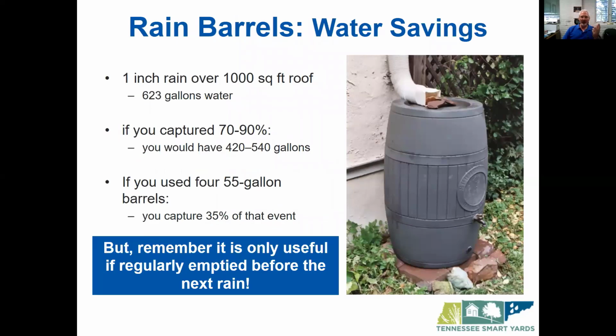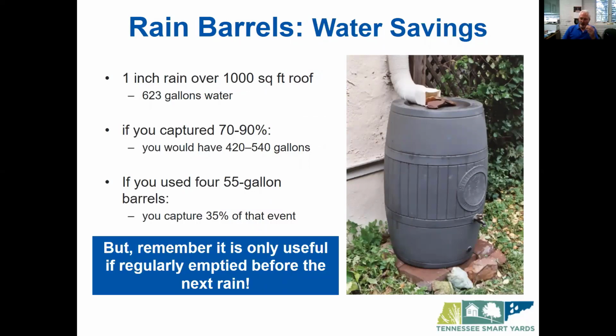So let's think about how much water we could gather off a roof. Consider a 1,000 square foot roof. 1 inch of rain over that area is 623 gallons. If you captured, let's say, 70 to 90% of that water, that would be 420 to 540 gallons. If you used 4 55-gallon barrels, you could capture 35% of that event.